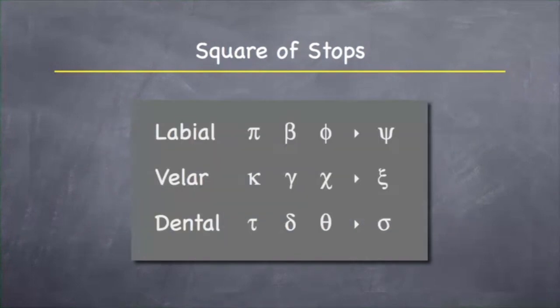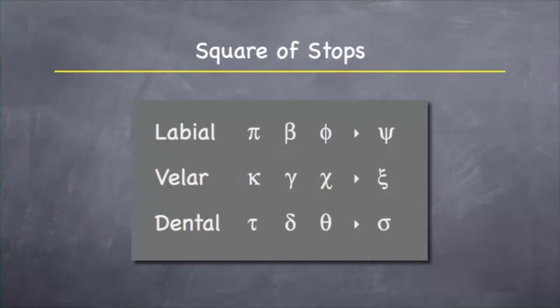Back in chapter 10, when we learned these, I said that the square of stops actually has more effects in verbs than it does in nouns. And so we're starting to see that. If you have a future tense stem that ends in a labial, doesn't matter whether it's a pi, beta, or phi, when you add the sigma tense formative, that labial and sigma are rewritten as a psi. So there's a verb blepo, I see, that in the future goes to blepso.